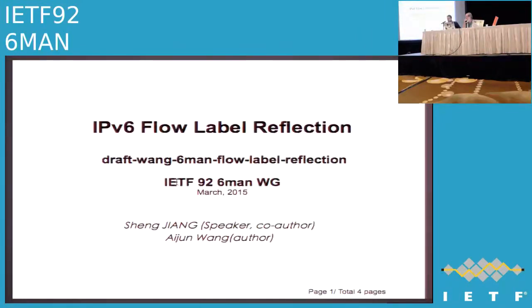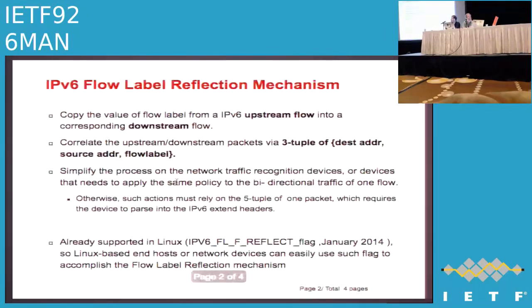Okay. Shane? Yeah, I'm here. I'll be quick. So that's IPv6 flow label reflection, next page. The idea is pretty straightforward. Copy the value of the flow label from the IPv6 upstream flow into the corresponding downstream flow. It helps to correlate the upstream and downstream packets by destination address and source address, also flow label.